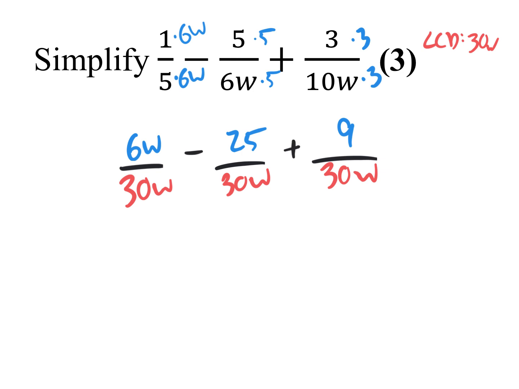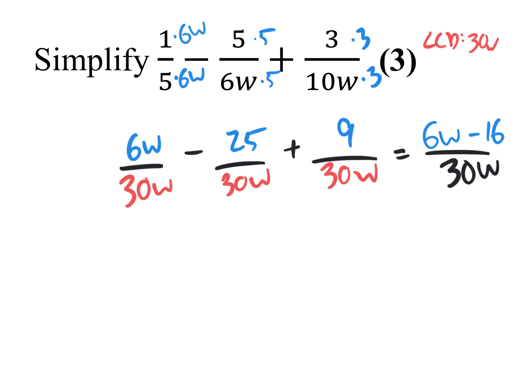So now that you have a common denominator, you're able to add them all up and put them over that common denominator 30W. So what is 6W take away 25 plus 9? Well, you can't even do the 6W with numbers, but you could do the minus 25 with the plus 9, and that'll be a minus 16, correct? So what I really have is the 6W minus 16, and it is over 30W. Now, that is your answer.